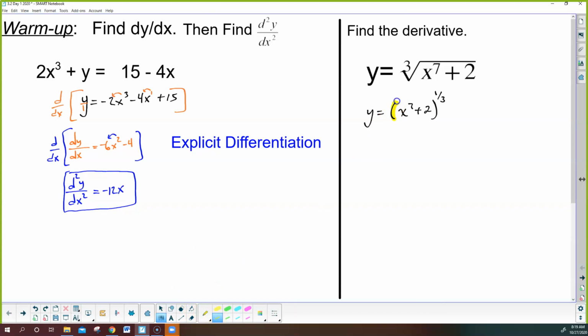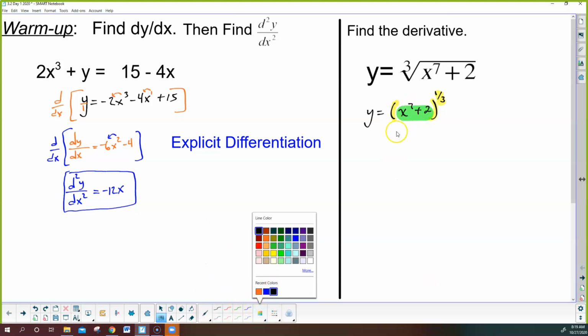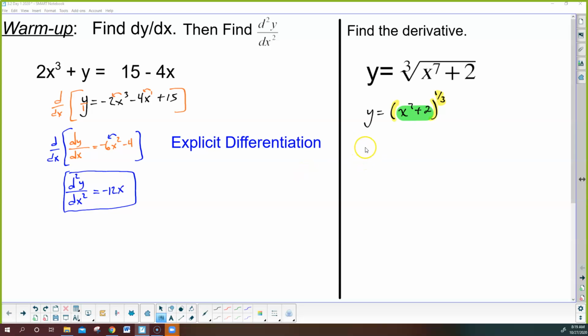And then this is referring to taking the derivative of both sides, my chain rule. I have the outside function, which is the 1/3 power. And then I have the inside function, which is the x to the 7th plus 2. So if I'm going to take the derivative, I could do the same d dx notation as I did over on the other side, but I don't need to. So let's just use our regular notation here.